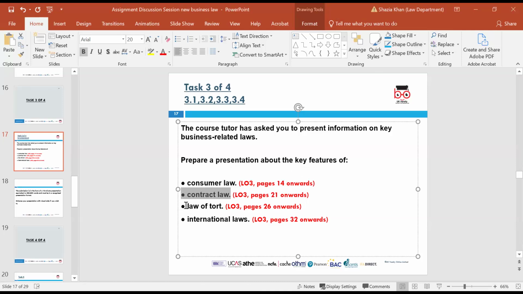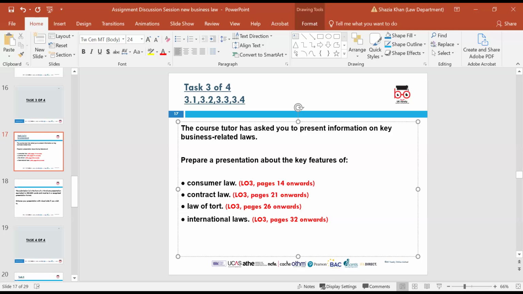Then the third part is the law of tort, which is learning outcome 3, pages 26 onwards. And then the fourth part is international laws, learning outcome 3, pages 32 onwards. So each of them needs to be in a PowerPoint slide. You need to be writing about each of them in regards to what their key features are.